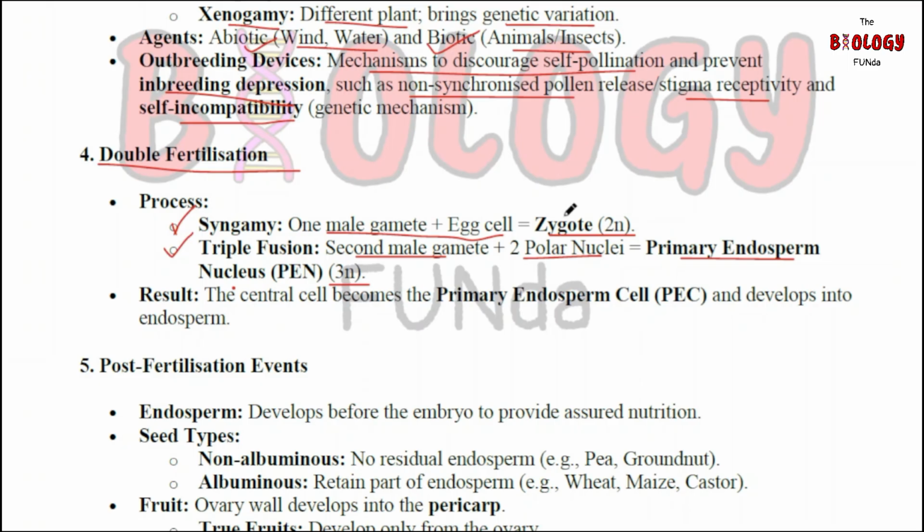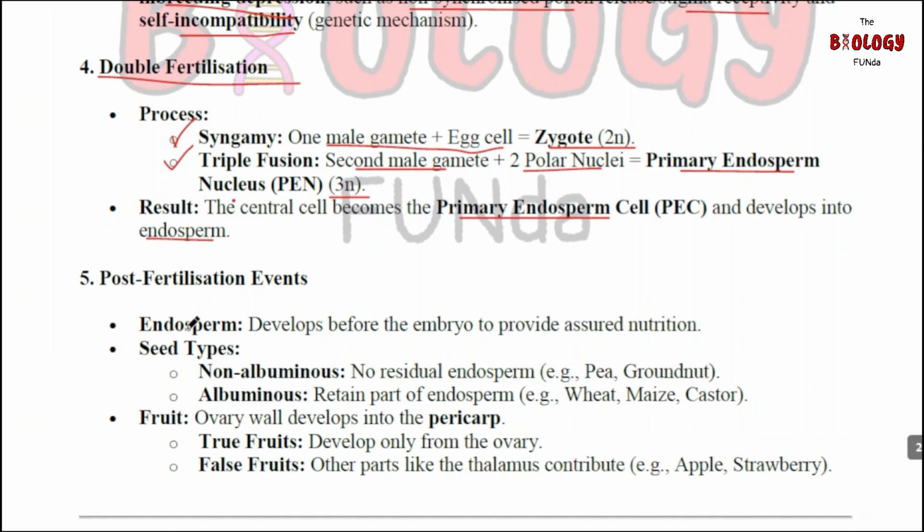The zygote later forms the embryo. The primary endosperm nucleus then forms the primary endosperm cell and then forms the endosperm. This endosperm is helpful after fertilization to the embryo. So let's learn about the post-fertilization events. The endosperm nourishes the embryo, so it forms earlier than the embryo.